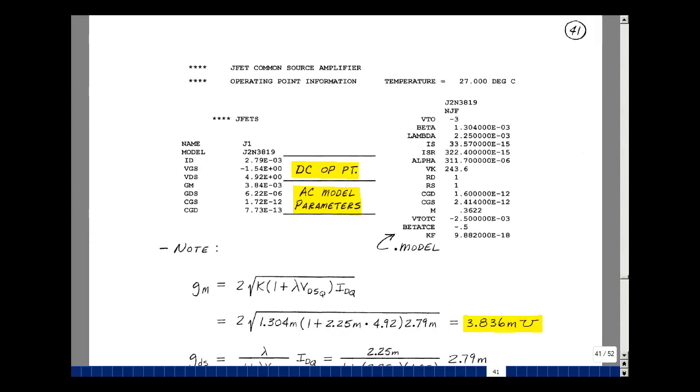As for the operating point, that's what's listed here. These are the DC terms, and then these are the AC terms. I also printed out the model. Again, it's a little bit easier to see when you write it out line by line in terms of the terms that we included. Go back to page 39.